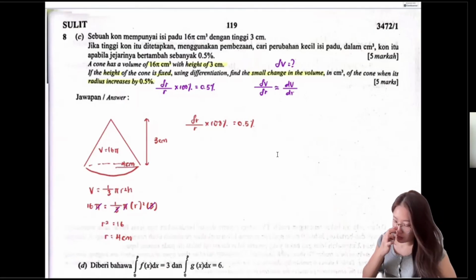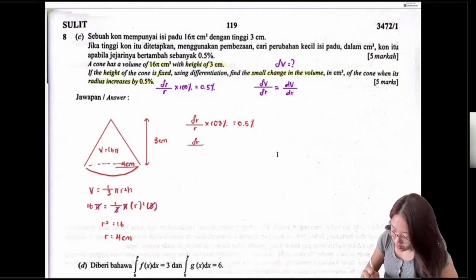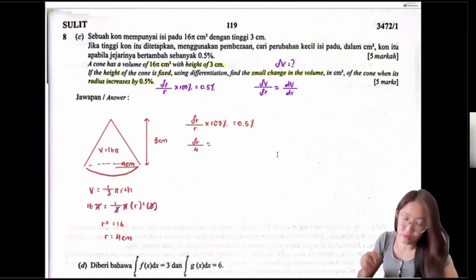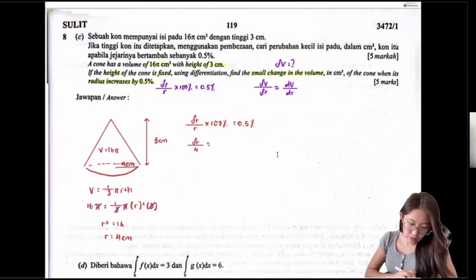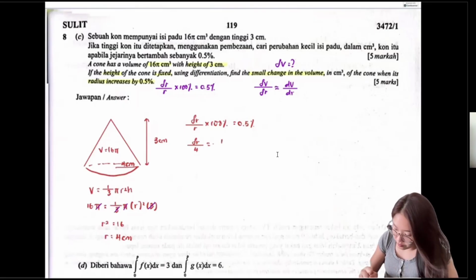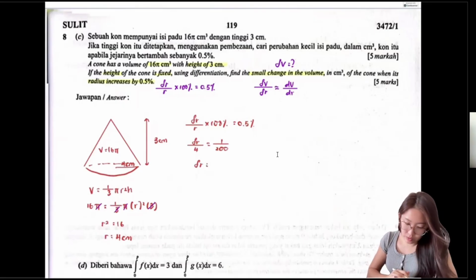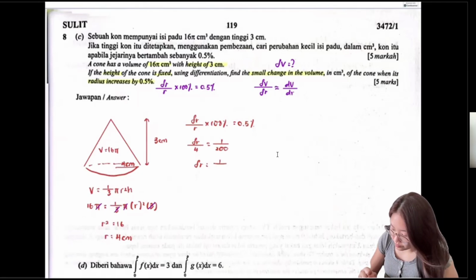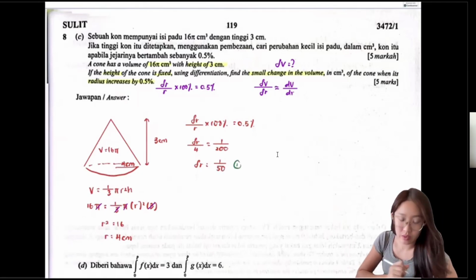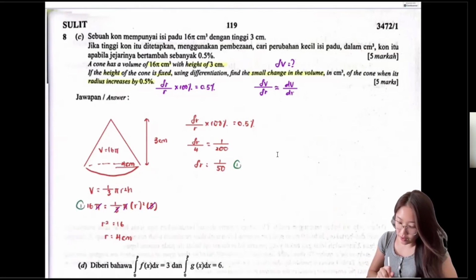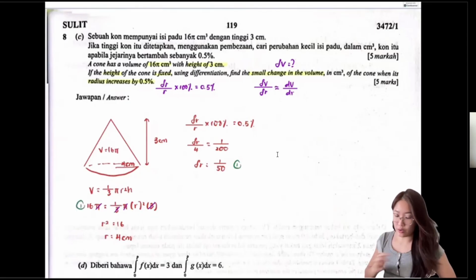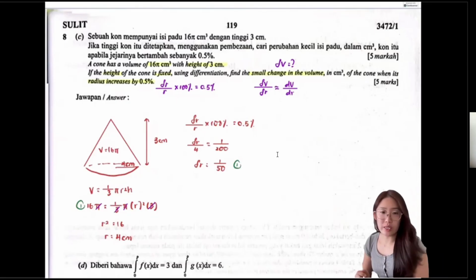Okay, so delta R over 4 equals 0.5 divided by 100%. This is 1 over 200. So delta R equals 1 over 200 times 4. You can write 1 over 50 here. This one you will get 1 mark. Of course, finding out radius, when you're substituting this, you also get 1 mark. So where do you get another 3?